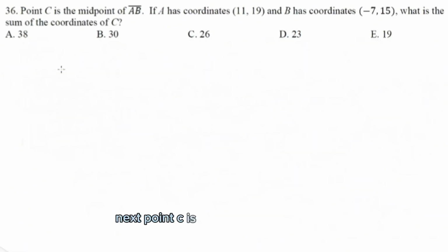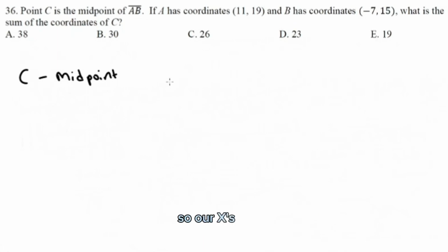Next, point C is the midpoint of line AB. If A has coordinates 11, 19, and B has coordinates negative 7, 15, what is the sum of the coordinates of C? Alright, so C is our midpoint. The way we find the midpoint is we take the average of the x's and we take the average of the y's. So our x's are 11 and negative 7, and our y's are 19 and 15.